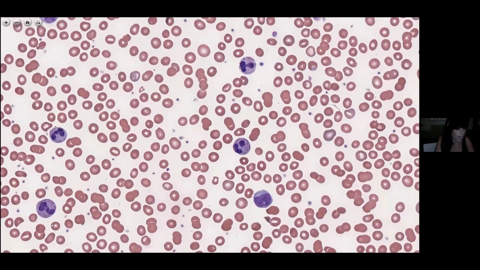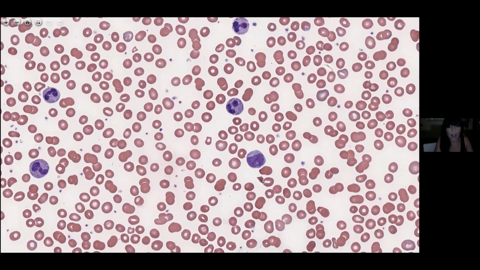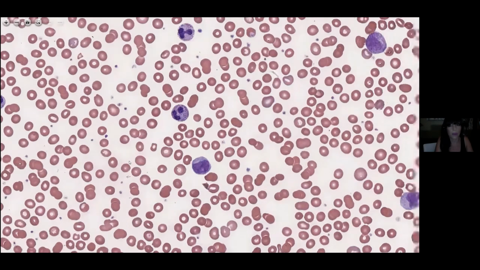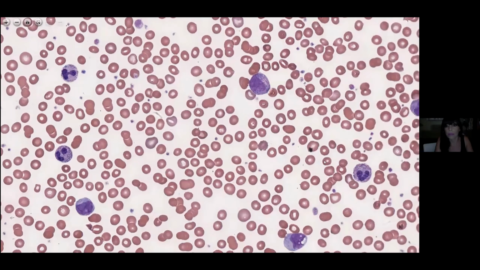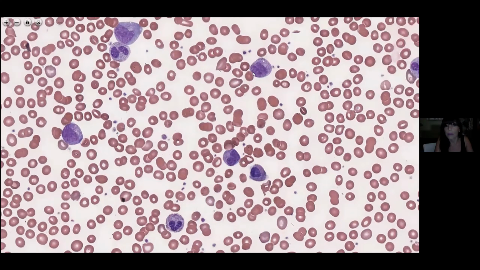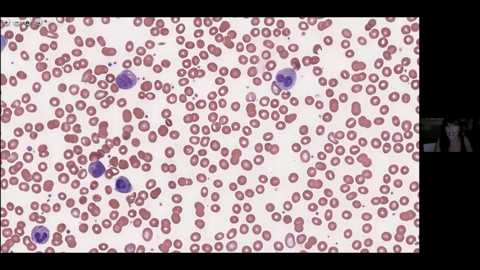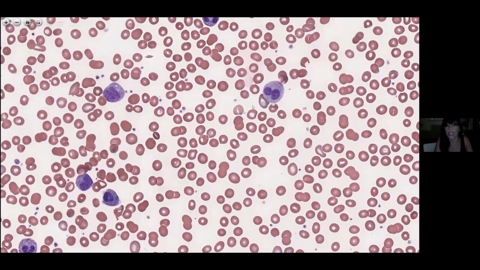So again, more segs. These are medium-sized cells. Like I said, they're the most mature cell in the myeloid series. Their N:C ratio is very low, and these have a darker cytoplasm than what we would normally see. So I have a myelocyte here. It's starting to indent a little bit. You can even see what they call the dawn of neutrophilia, where it has that kind of clearing by the nucleus. A band here.